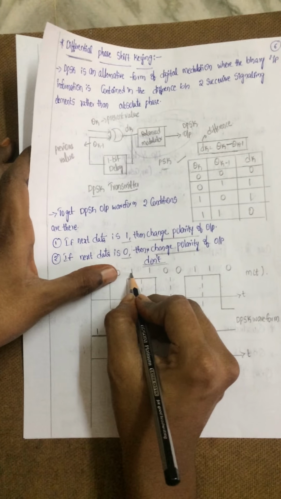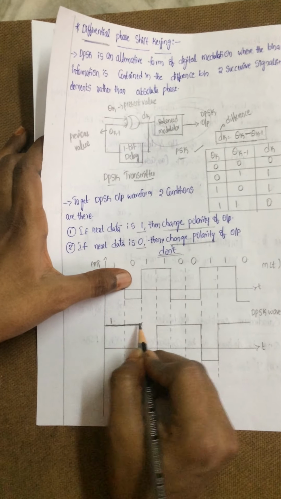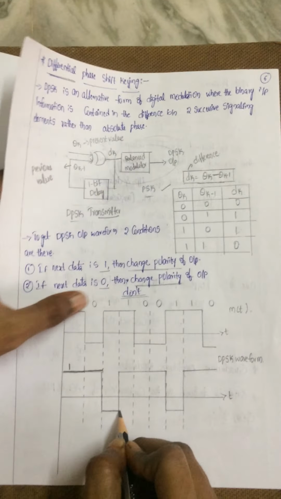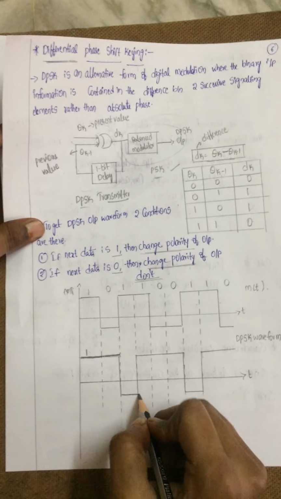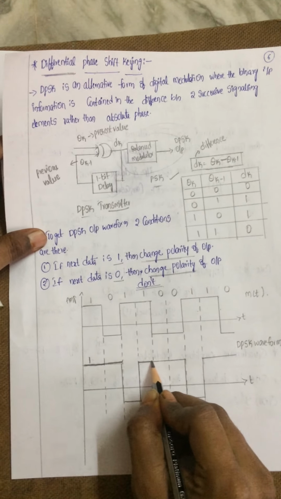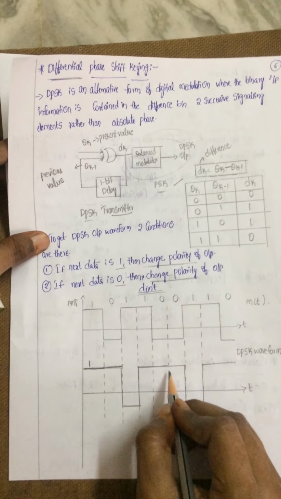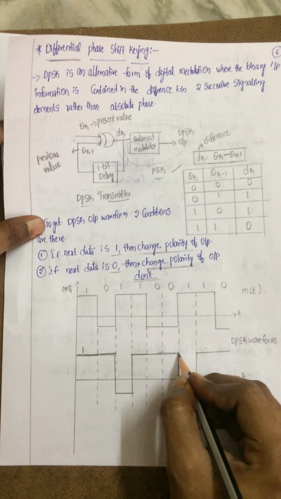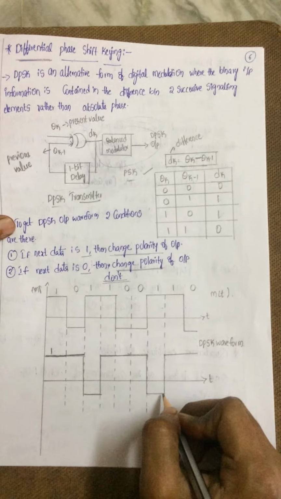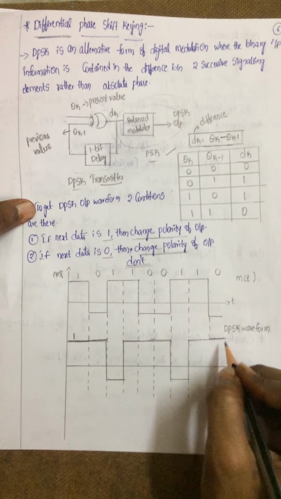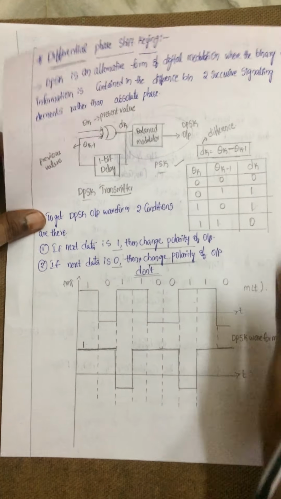Next bit is what? 1. Means this polarity has to be changed till this one. So that's why we have changed. Next bit is 1, means I should change the polarity. That's why this. Next bit is 0, as it is polarity. 0, as it is polarity. Next one means change in polarity. Next one means change in polarity. Next 0 means as it is. So this is the DPSK waveform we are getting.